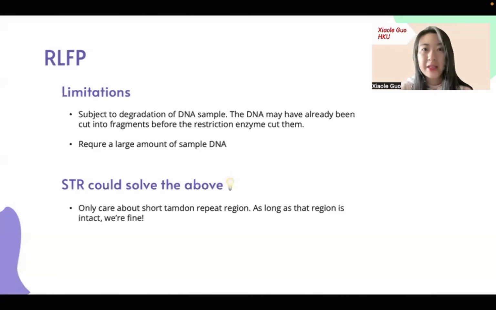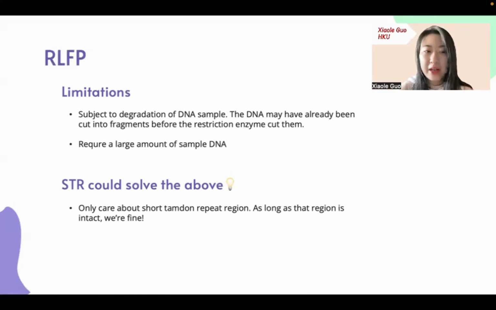However, RFLP has the following limitations. So firstly, it's subject to degradation of the DNA sample. Consider it this way: if the DNA has already been cut into fragments before the restriction enzyme cuts them, then what can we do with it? Secondly, it requires a large amount of sample DNA.